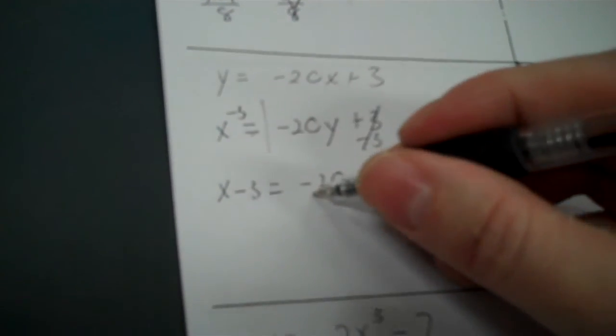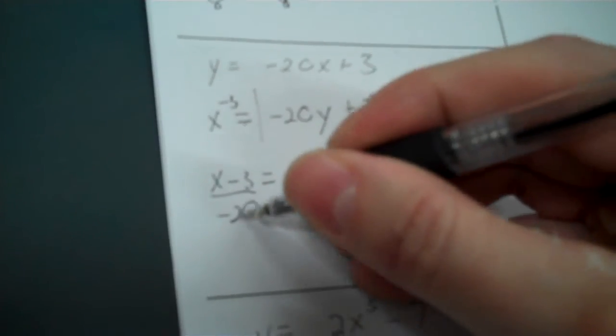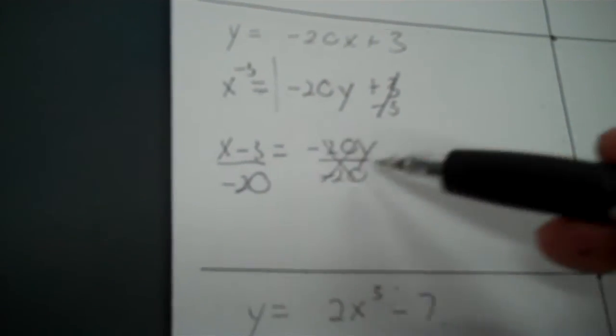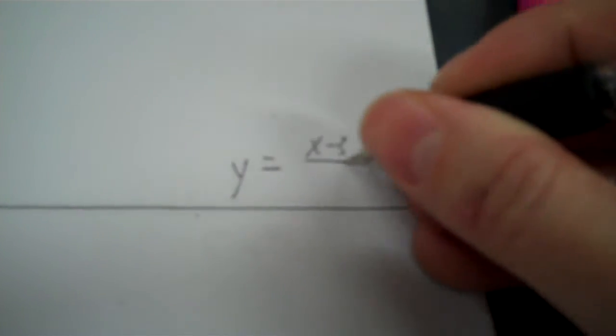And now I would divide by negative 20. Okay, now I know what y is, so it's equal to the expression x minus 3 divided by negative 20. Okay, now my next one, it gets a little more complex.